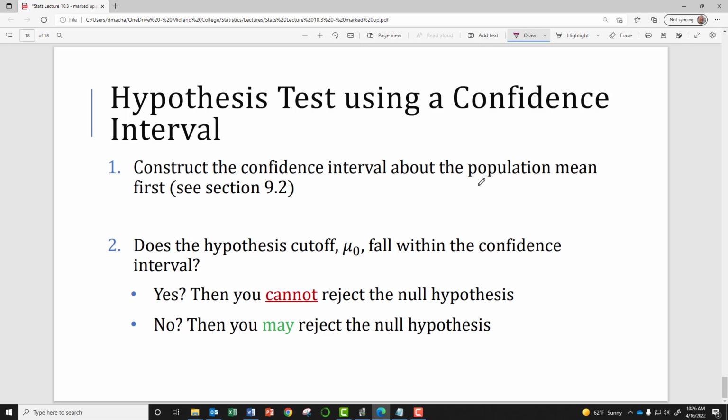So, like I mentioned in the previous video, we can make a hypothesis test using a confidence interval as well. The idea is you would construct your confidence interval about the population mean first, the way that we did in section 9.2. I won't go over that again because there's already a video about section 9.2. And then we ask the question, does mu naught fall within the confidence interval? If it does, then we would not reject the null hypothesis. But if mu naught falls outside of the confidence interval, then we may reject our null hypothesis. Again, the benefit of doing a hypothesis test using a confidence interval is that you can accept or reject your null hypothesis, and you already have a confidence interval made.